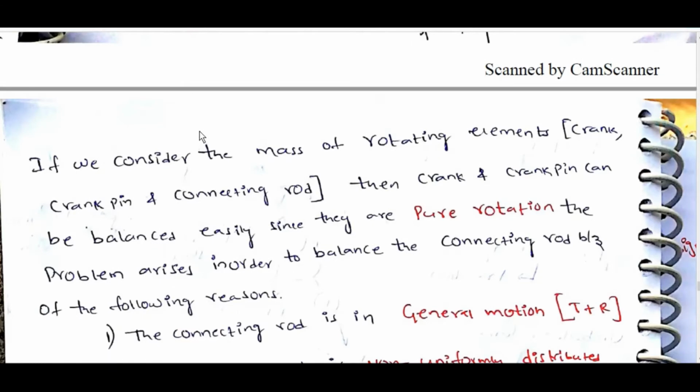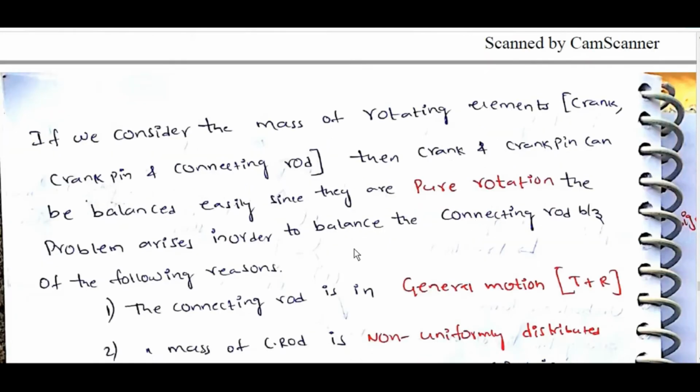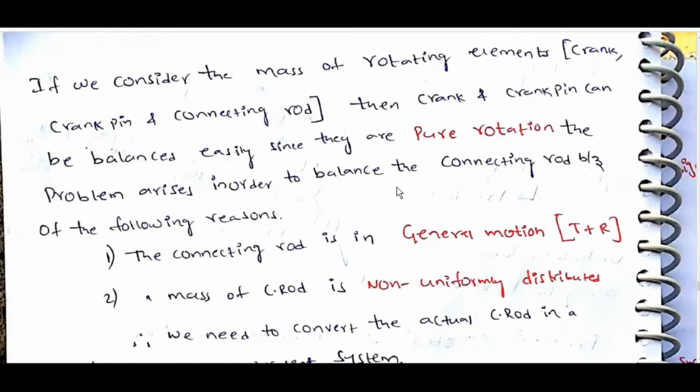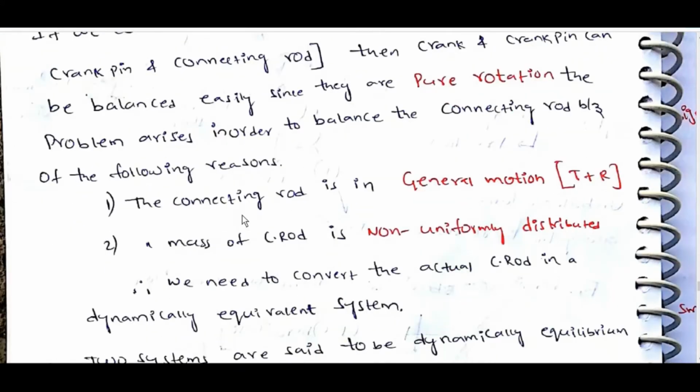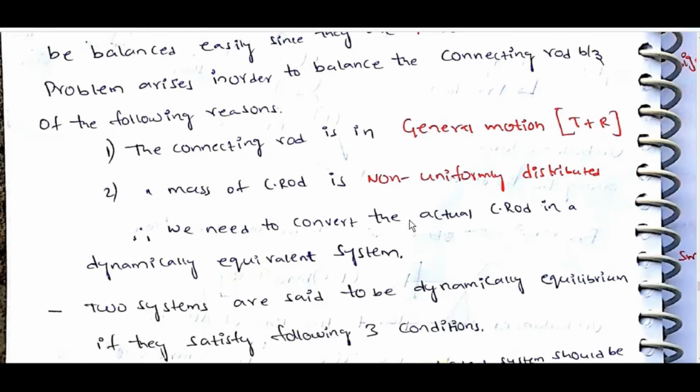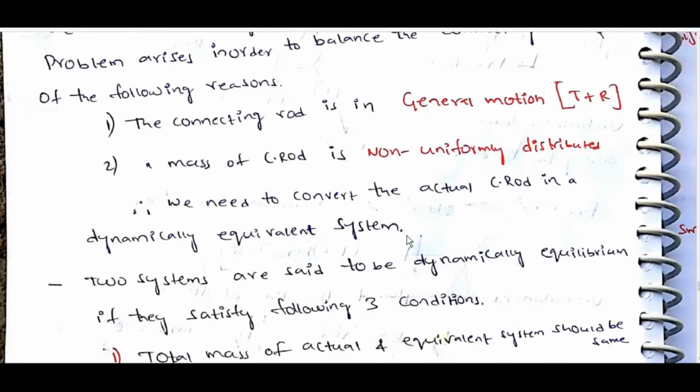If we consider the mass of rotating elements, crank, crank pin and connecting rod, then crank and crank pin can be balanced easily since they are in pure rotation. The problem arises in order to balance the connecting rod because of the following reasons. The connecting rod is in general motion, translation plus rotation. The mass of the connecting rod is non-uniformly distributed. Therefore, we need to convert the actual connecting rod into a dynamically equivalent system.